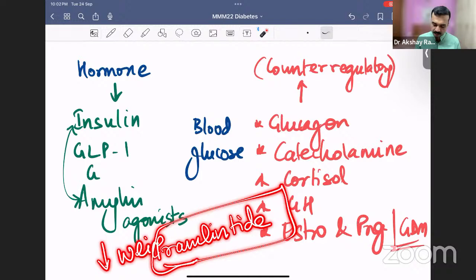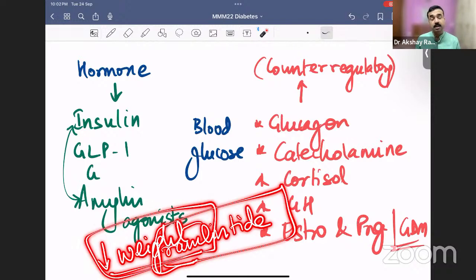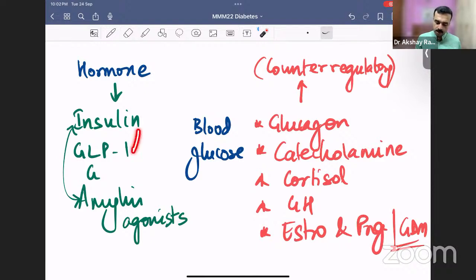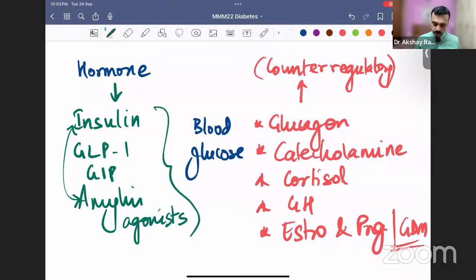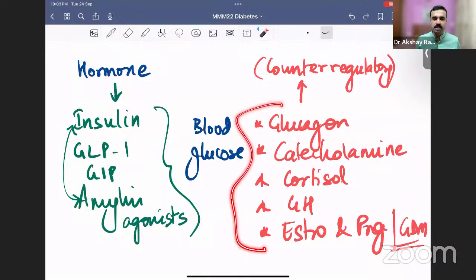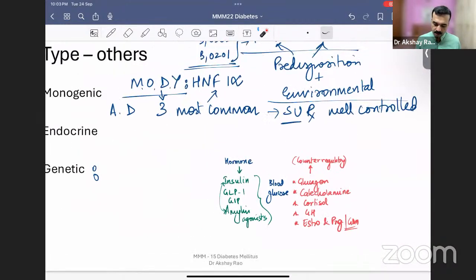That's what amylin does. Amylin reduces blood glucose by reducing appetite and delaying gastric emptying. GLP-1 promotes insulin secretion, reduces glucagon release, and delays gastric emptying. Glucose dependent insulinotropic peptide, GIP, also has a glucose lowering effect. So you can use these for treatment of diabetes mellitus. And you can expect that these hormones, when they're in excess, can produce diabetes mellitus. So there are some endocrine causes for diabetes.